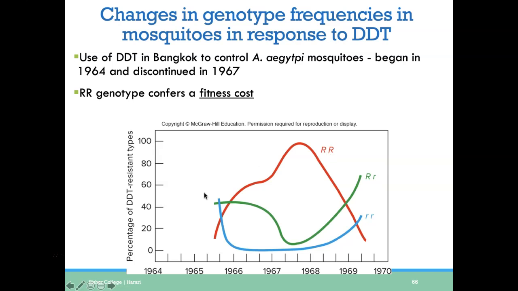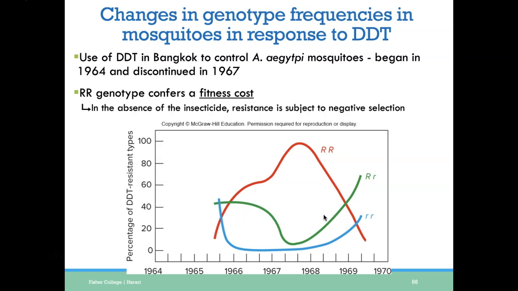Right before, it was best to not be little r. Right, so it's actually an example of the heterozygote advantage once again. It's best to have one copy of the mutant and one copy of the wild type allele. Right, in the absence of the insecticide, resistance is subject to negative selection.